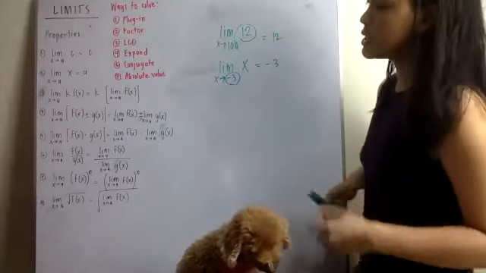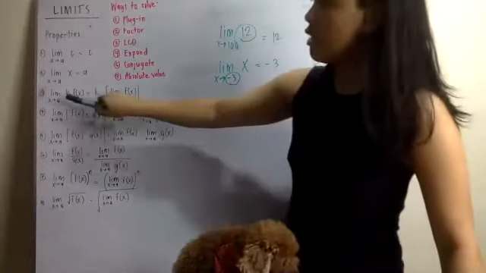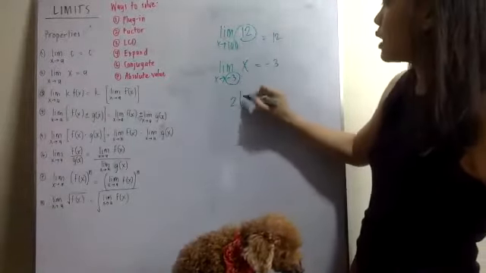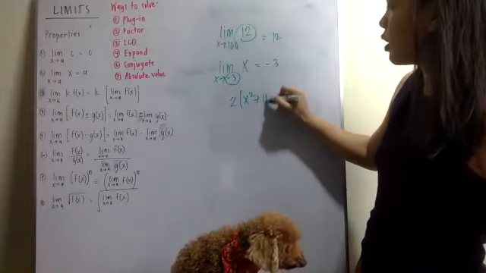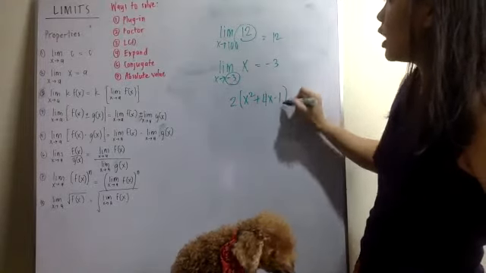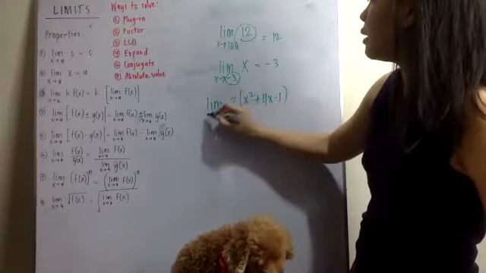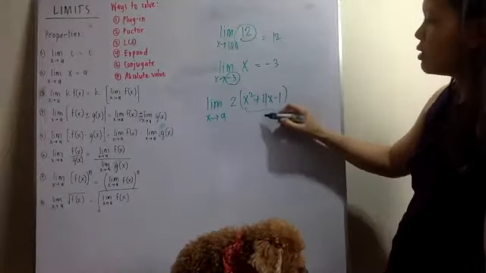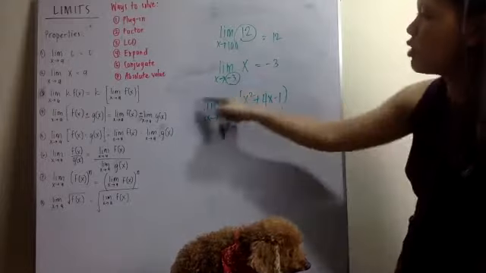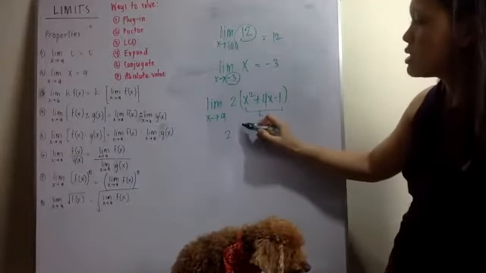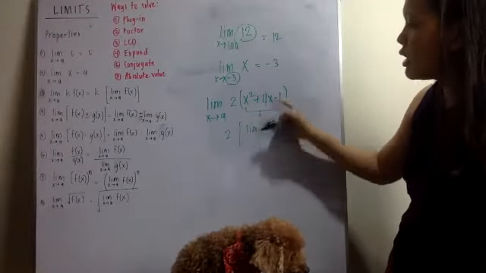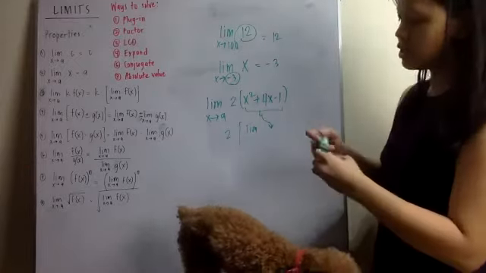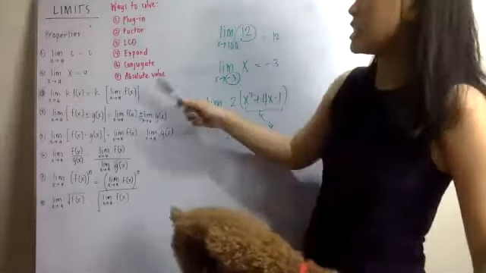And what are the next ones? This one says that if you have a function with a multiplier, let's say we have 2 times x squared plus 4x minus 1, and we take its limit at something, then whatever the limit of this part is, the limit of the whole thing is simply 2 times the limit of this part. Okay? This will be easier later when we do examples.